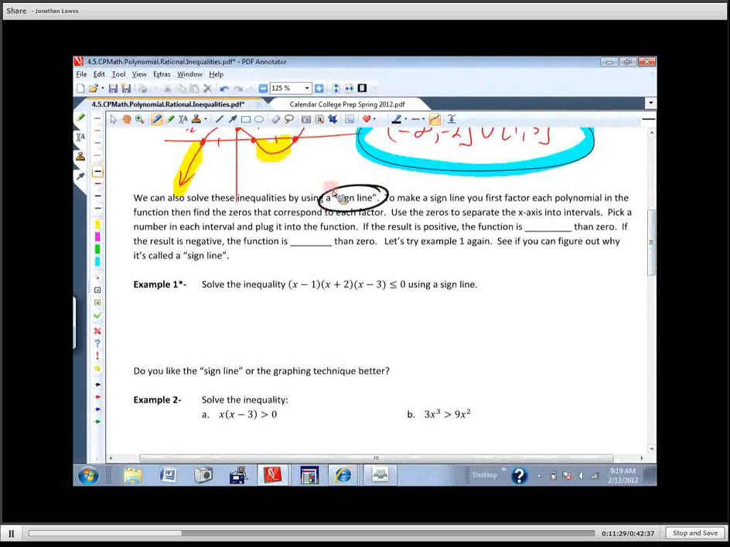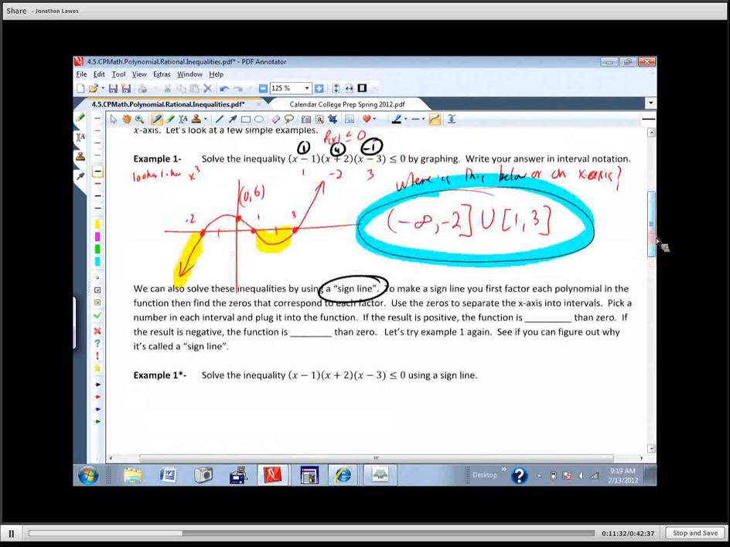Okay. So based on that little example that we just did, you can also solve these using something called a sign line. Now, if you think about it, all we're really interested in is what's the sign of the answer to this little thing right here? Is it positive, is it negative, or is it 0? We want the ones that are negative or 0 because we want them to be less than or equal to the x-axis, right? So what we could do is we could do this.